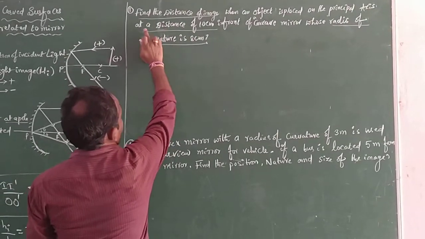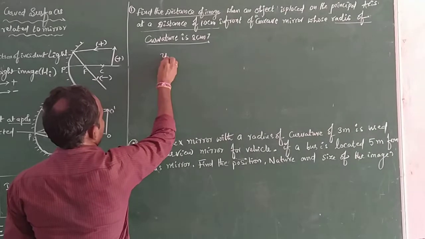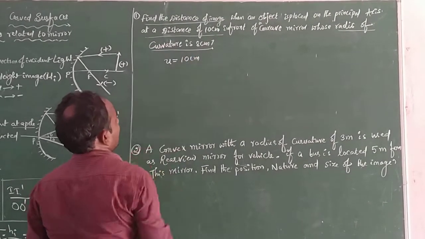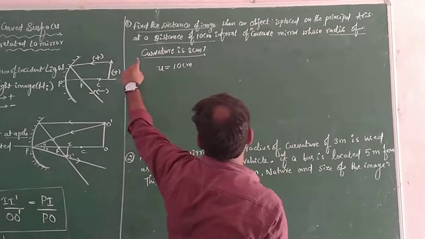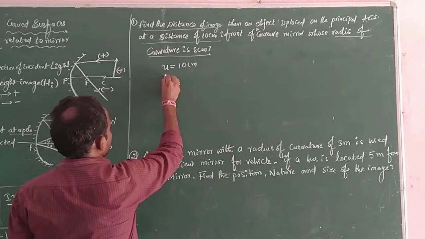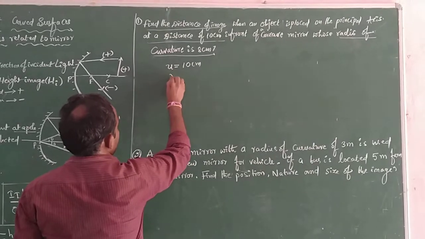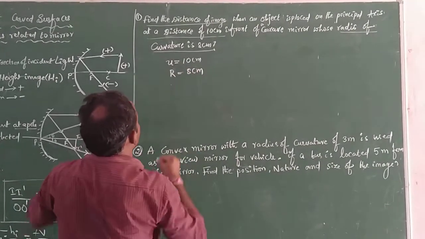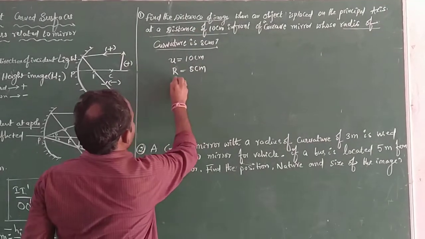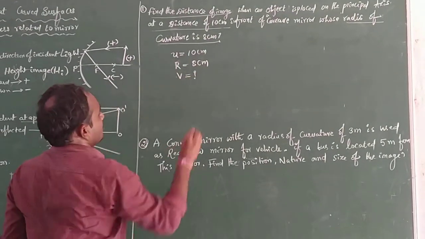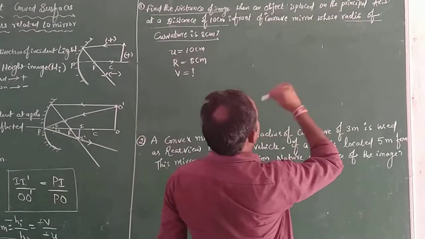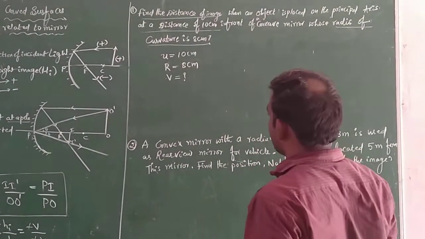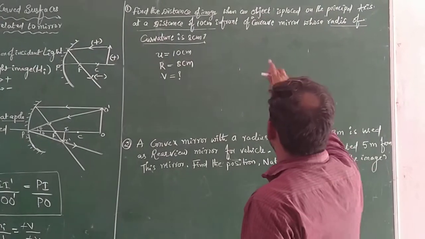The object distance is 10 centimeter. The radius of curvature R is 8 centimeter. What we are finding is V. Is it a concave or convex mirror? It is a concave mirror.